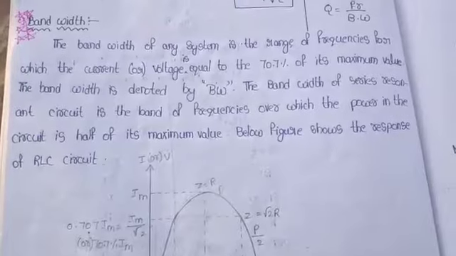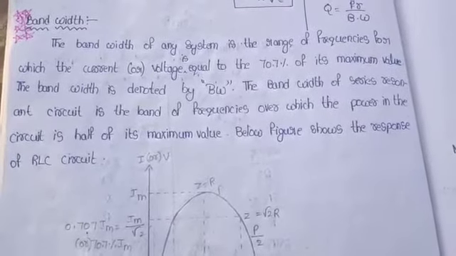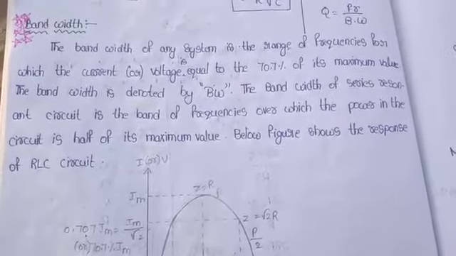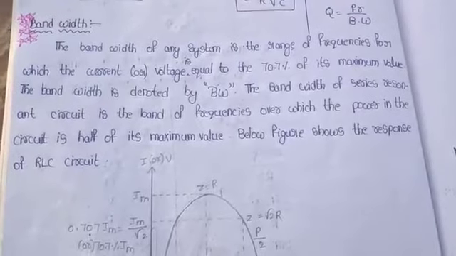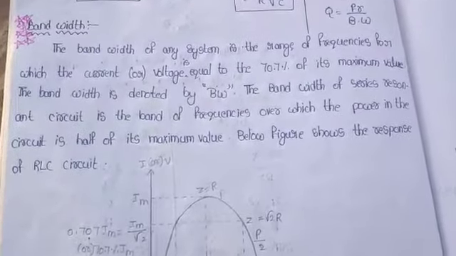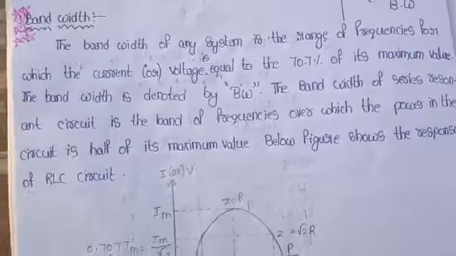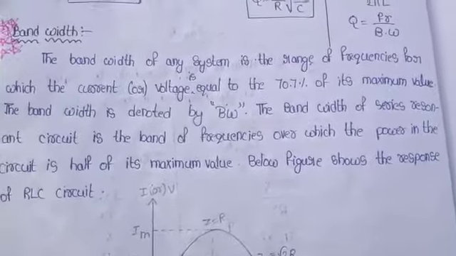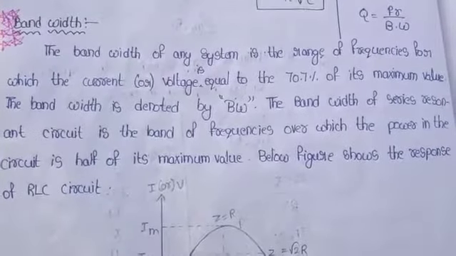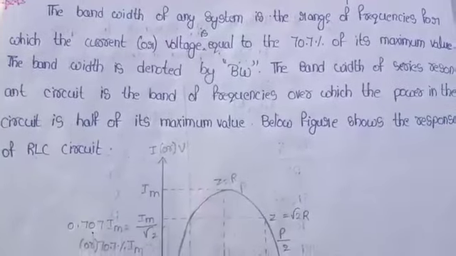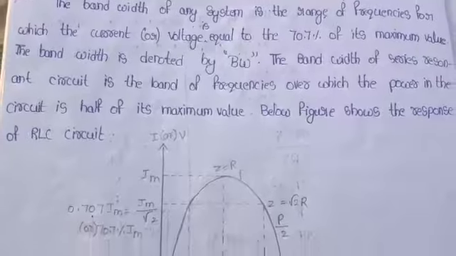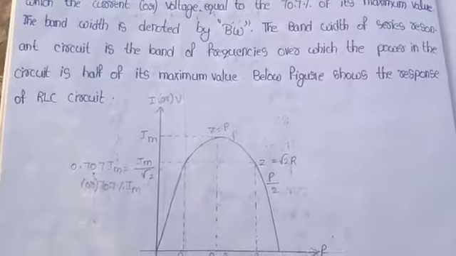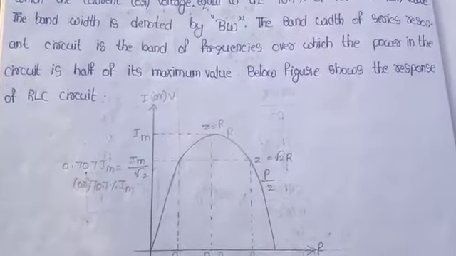But what is the concept of bandwidth? It is nothing but the range of frequencies for which current and voltages are equal to 70.7% of the maximum value. The 70.7% is nothing but 1 by root 2 times. The bandwidth is denoted as BW. The bandwidth of a series resonant circuit is the band of frequencies over which power is half of the maximum value.